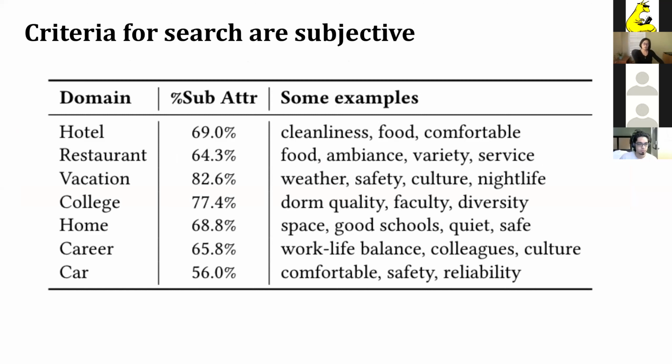We also did our own digging research, right? And here I list a few domains. What we did was we crowdsourced. According to each domain, we asked crowdsource workers to write some queries that they think they would ask against these domains. And then we very conservatively picked out attributes that we think are subjective in these queries. You can see for the hotel domain, a large percentage of attributes are subjective, along with restaurants, vacation, and so on. So across all these domains, the queries that people ask contain a lot of subjective attributes.